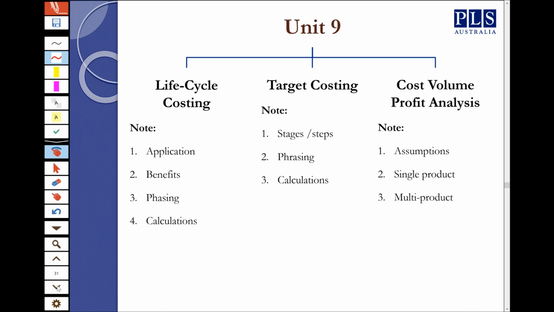But I could argue the same with Unit 9. Unit 9 is your cost management number 1 area. So next week, we'll look at our activity-based costing type area.